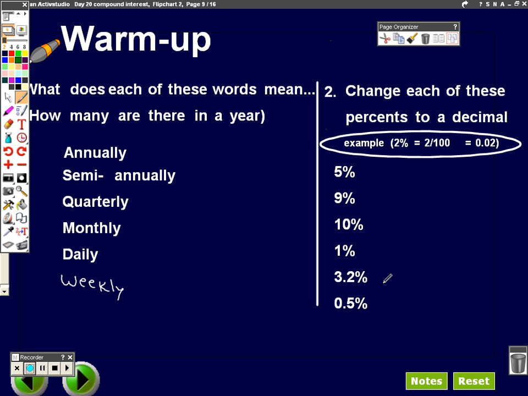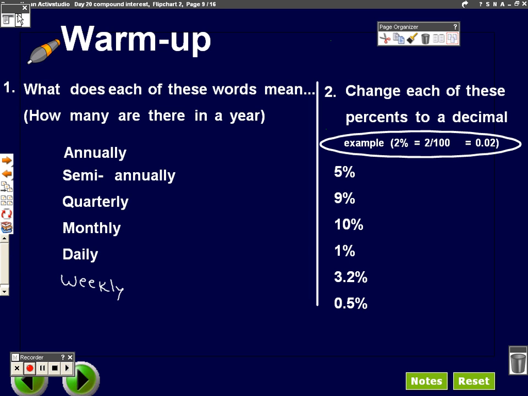Usually when I have this class in class, we will do a warm-up, and the warm-up is as follows. So I actually want you to do this. I'd like you to hit pause after this is explained. What does each of these words mean? Basically what I'm asking is, how many of these chunks are there in a year?